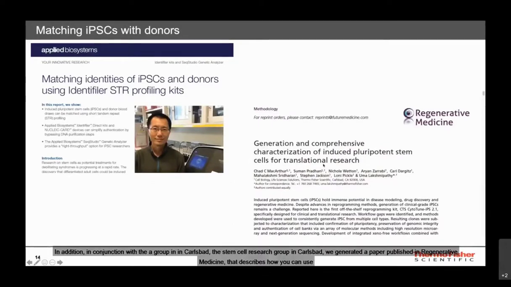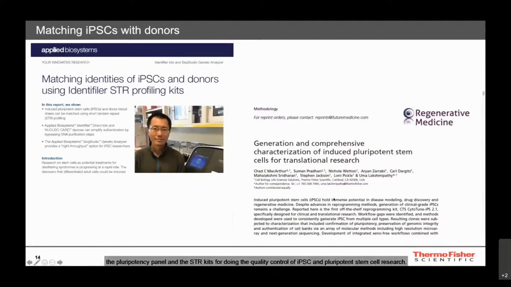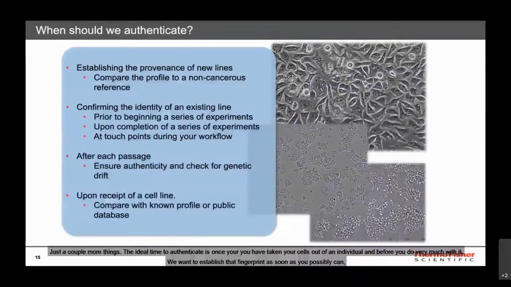In addition, in conjunction with the stem cell research group in Carlsbad, we generated a paper that was published in Regenerative Medicine that describes how you can use the pluripotency panel and the STR kits for doing quality control of iPSCs in pluripotent stem cell research. Just a couple more things.